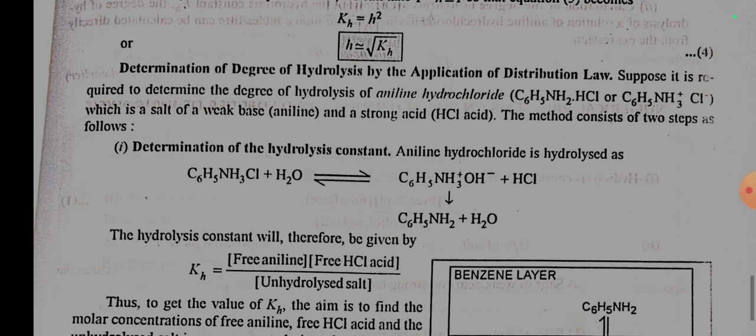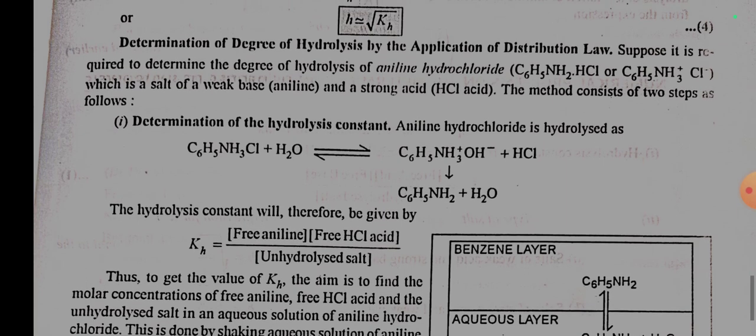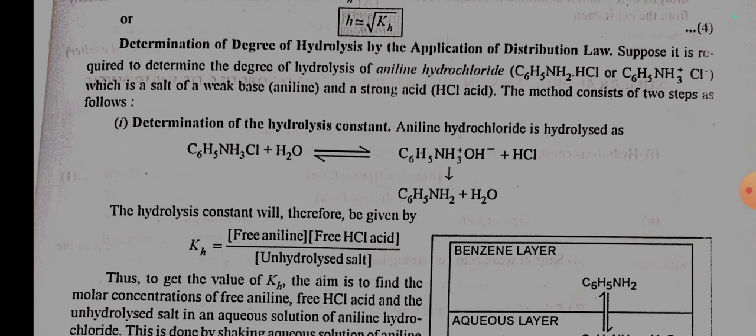Determination of degree of hydrolysis by the application of distribution law. Suppose it is required to determine the degree of hydrolysis of aniline hydrochloride, which is a salt of a weak base and a strong acid. The method consists of 2 steps. Number 1. Determination of the hydrolysis constant. Aniline hydrochloride is hydrolyzed as C6H5NH3Cl plus H2O in equilibrium with C6H5NH2 plus H2O... C6H5NH3 positive OH negative plus HCl.